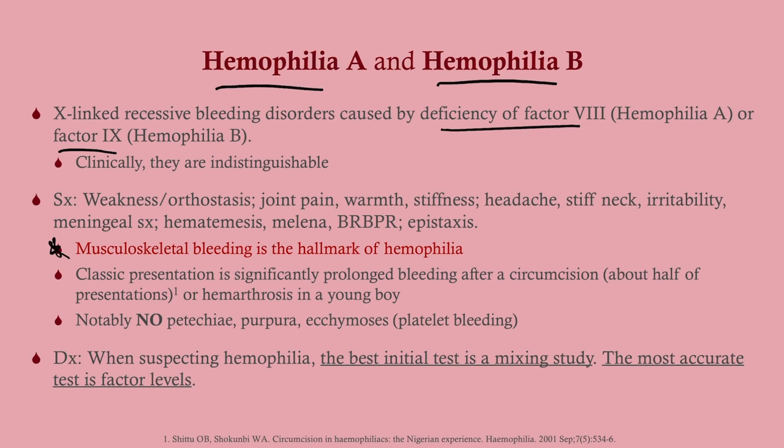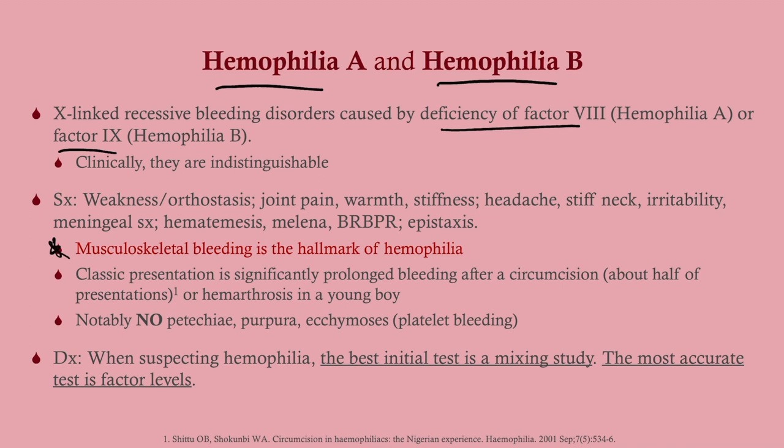So you have to bear that in mind because that's how you're going to distinguish that this is a factor issue rather than a platelet issue, although getting a CBC is always useful. The classic presentation on the exam is a significantly prolonged bleeding after a circumcision. About half of patients present that way. Or a hemarthrosis, for instance, in a young boy. But because it's X-linked recessive, it's almost always going to be in a boy.